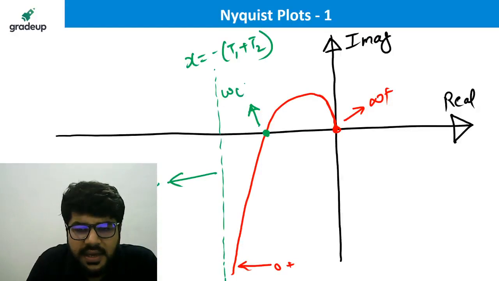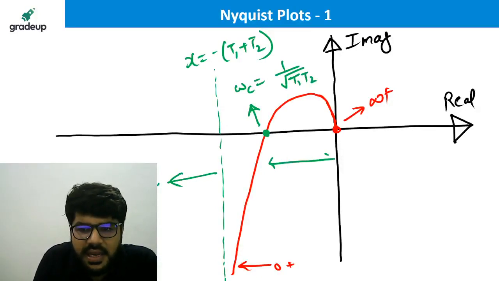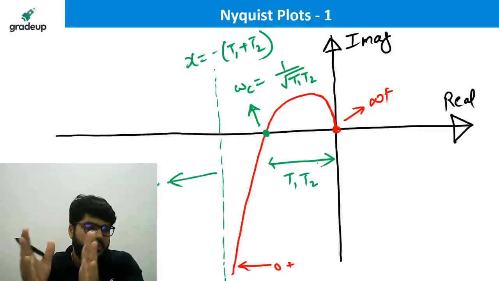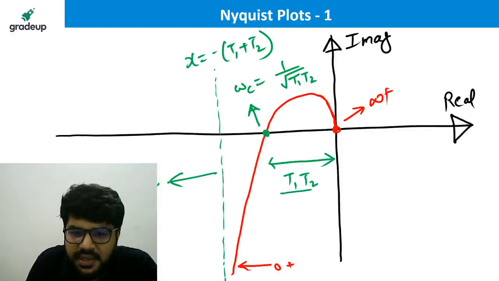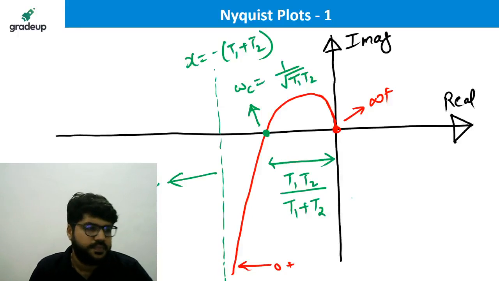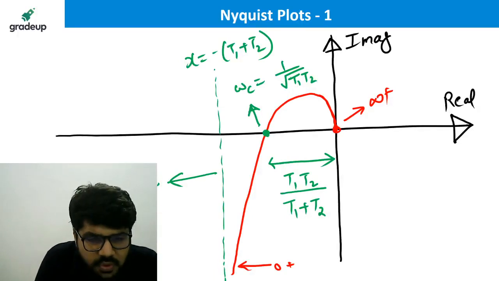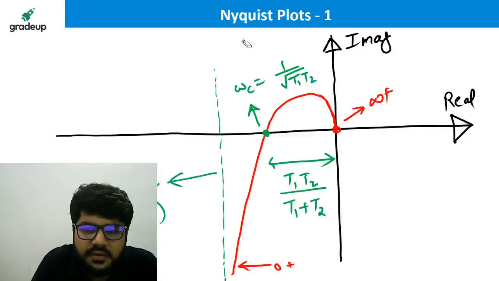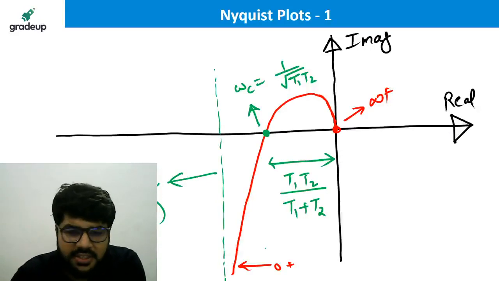This is omega c equal to 1 upon under root of T1 T2, and the magnitude at this point, that is, the magnitude means distance from origin, so that distance I am showing separately is T1 T2 divided by T1 plus T2. T1 plus T2, this is the asymptote x equal to minus of T1 plus T2. I have written here, let's not write it here. Okay, why minus of T1 plus T2?